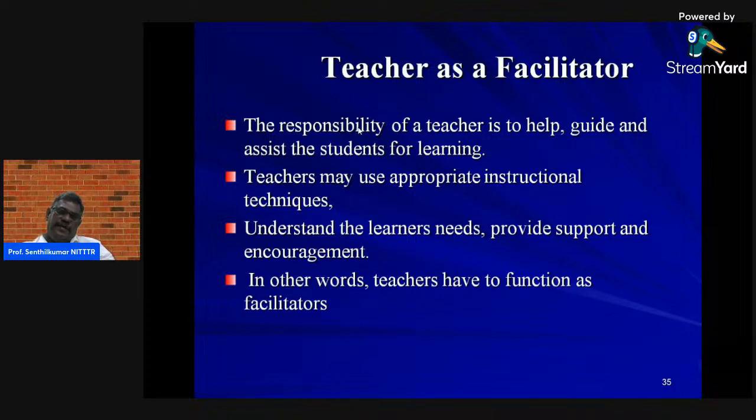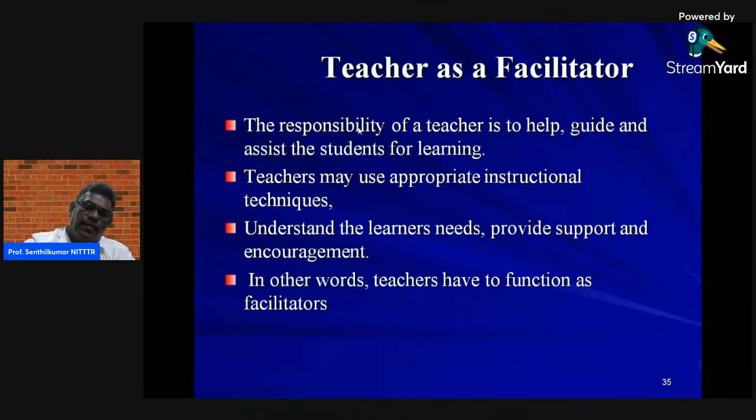Nowadays, the teacher is a facilitator. In the earlier period, the teacher was the only source who had to impart knowledge to others. Nowadays, the teacher is a facilitator. The responsibility of a teacher is to help, guide and assist the student in learning. Nowadays everything is available everywhere, so you only have to assist and facilitate.